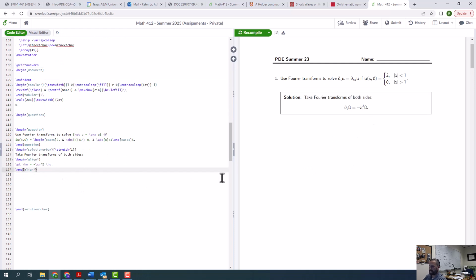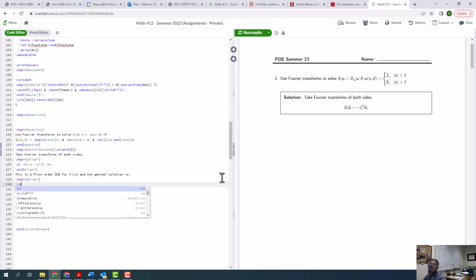Okay, so this is a first order ODE for the Fourier transform of u. It's just the t derivative of u hat is equal to minus c squared u hat. So the general solution: the Fourier transform of u evaluated at c, t is going to be equal to the Fourier transform of u evaluated at c, 0 times e to the minus c squared t.